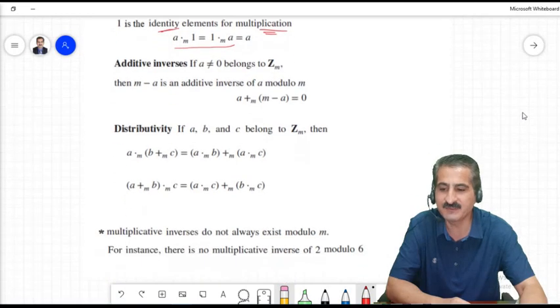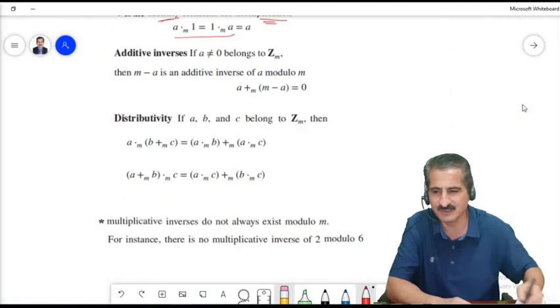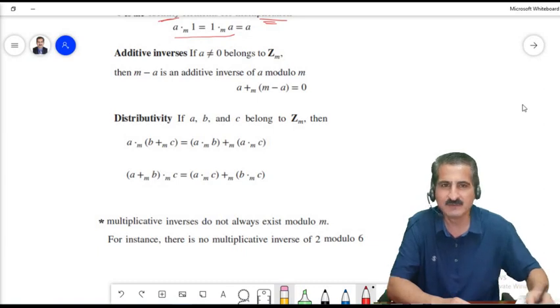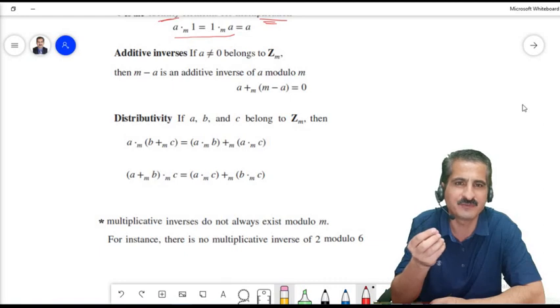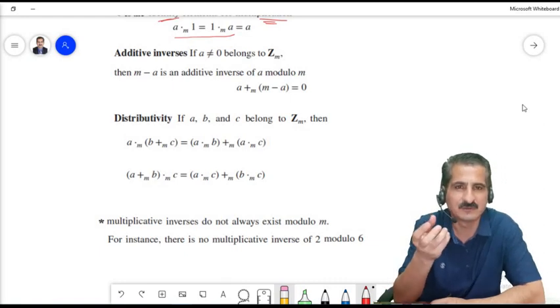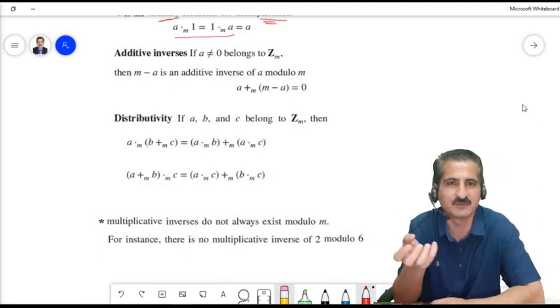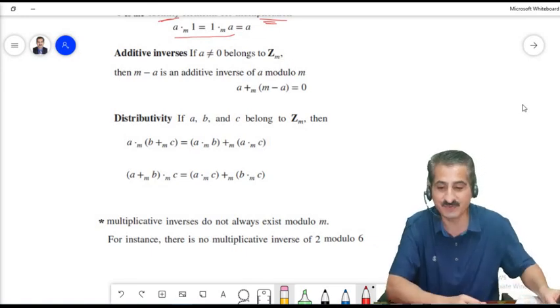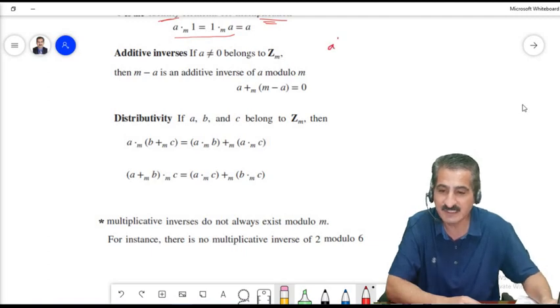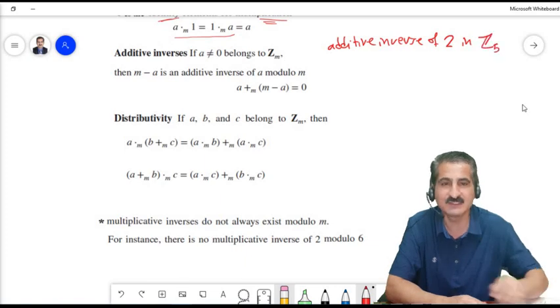Additive inverse. This is interesting, you need to know it. If we work in Z, just Z, what is the additive inverse of 2? It's negative 2, because 2 plus negative 2 is 0. But in the example we have seen, what is the additive inverse of 2 in Z5? You need to pay attention to that. Is it negative 2?